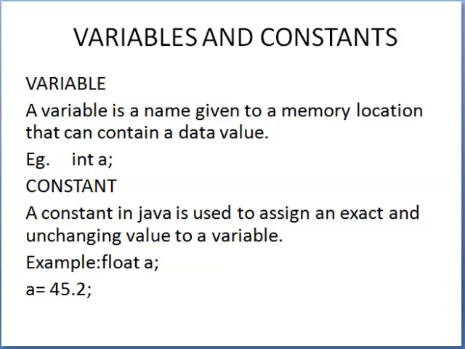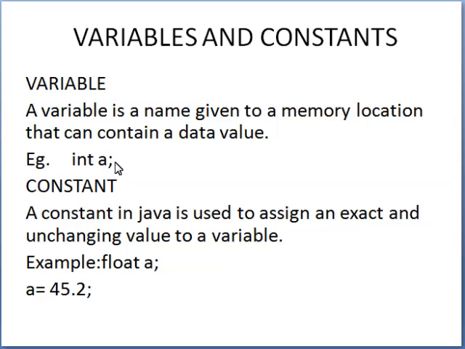Now we are going to learn about variables and constants. First of all, let us see what a variable is. A variable is a name given to a memory location that can contain a data value. For example, int a. Here a is a variable name. This variable is used to store an integer value. This is the name of the memory location to store the integer value. So in the memory location a, we are able to store different integer values.